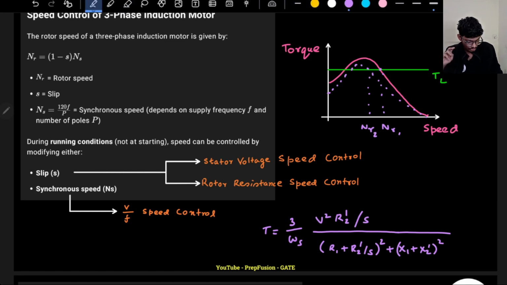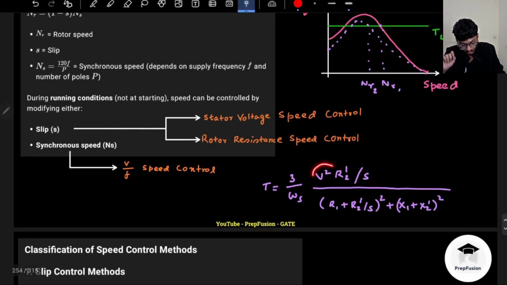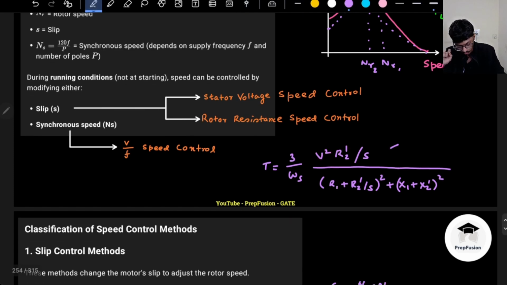Okay, I hope you have understood this basic point. So that's how, by controlling the stator voltage, I can control the developed torque. Or what I can do, by changing this, what is my torque? My main target is to change the torque, and torque is equal to 3 by omega s into I2 dash whole square into R2 dash divided by s.